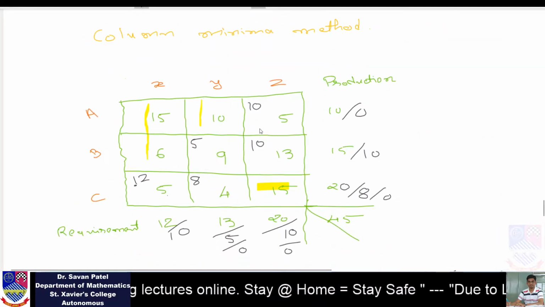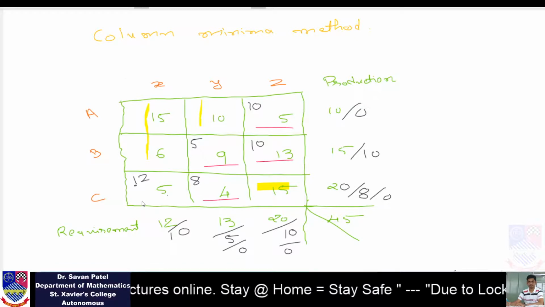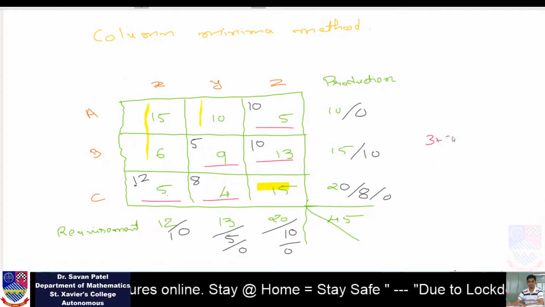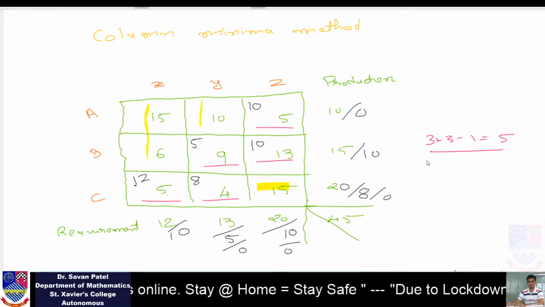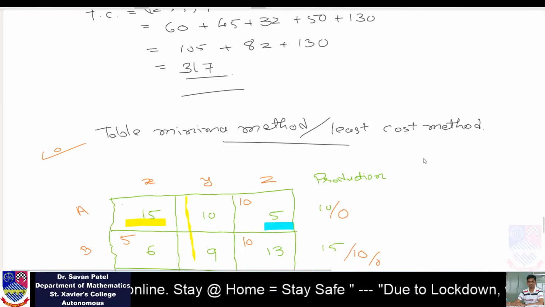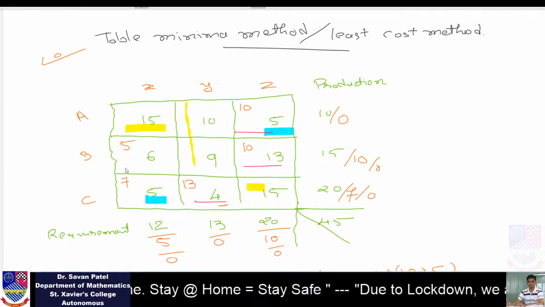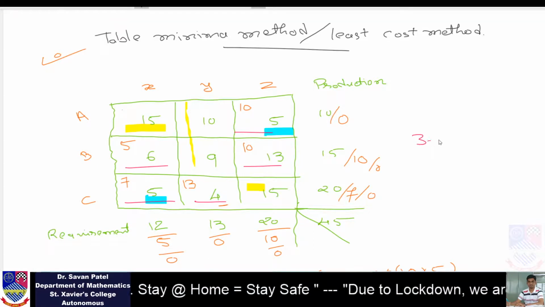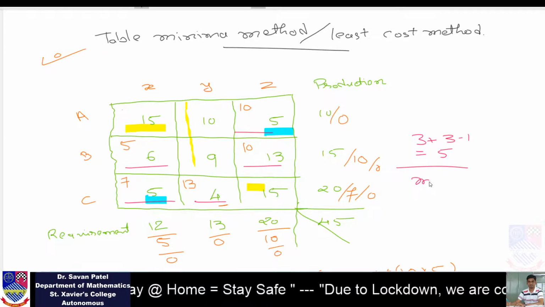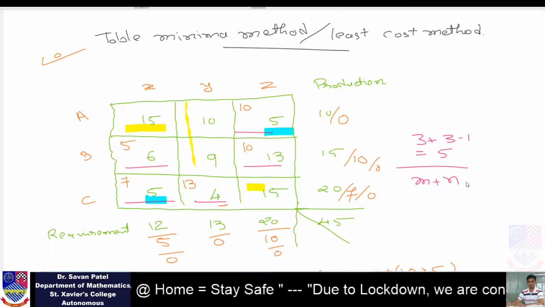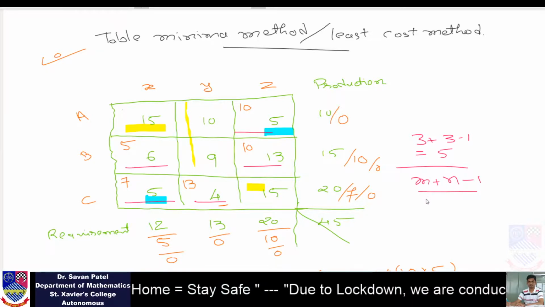In this problem also, we were having 1, 2, 3, 4, and 5. So again 3 plus 3 minus 1, that is 5, is matching. In this method also, see 1, 2, 3, 4, and 5. So again 3 plus 3 minus 1, that is 5. As I have said, if you are having m sources and n destinations, then m plus n minus 1 elements will be in basis.